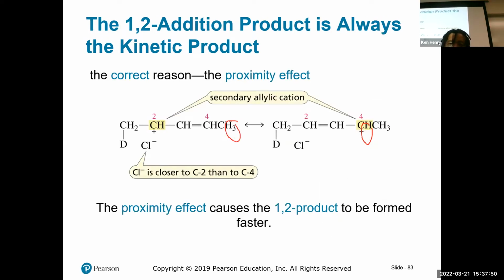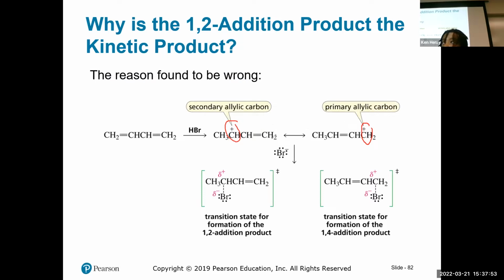But we know that the production of the kinetic version, this guy here, is going to occur faster than this one, because it's easier for the bromine to attach here than it is to attach at that terminal end. We have to get that transition state for this to occur. So this guy is an easier product to generate. So kinetically, this guy is favored, whereas thermodynamically, this guy is favored. Does that make sense?